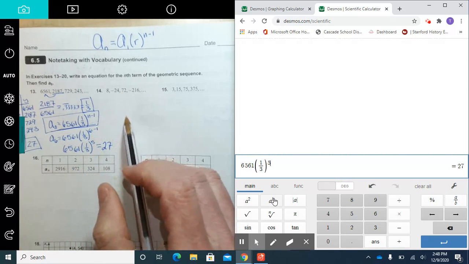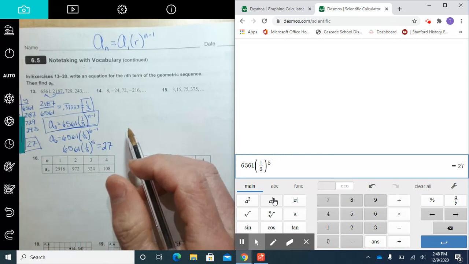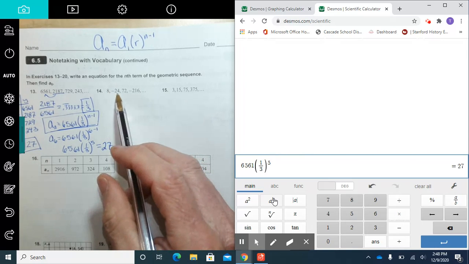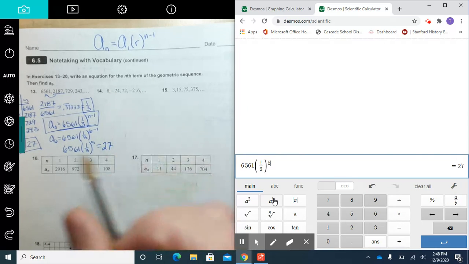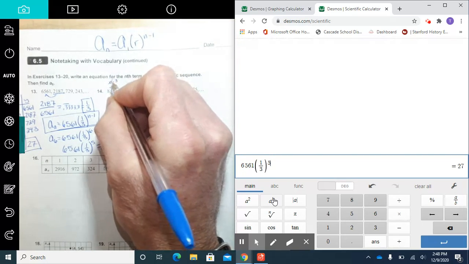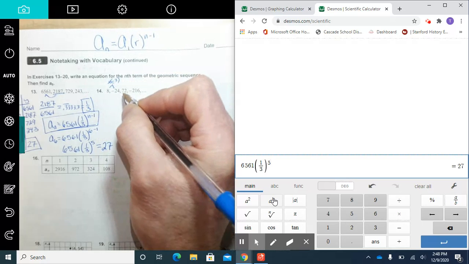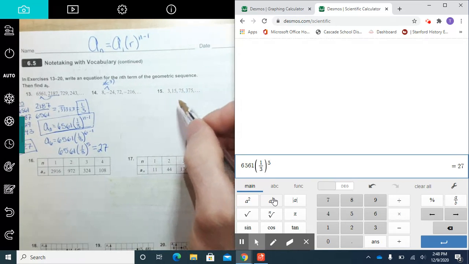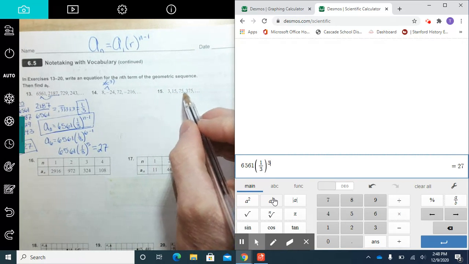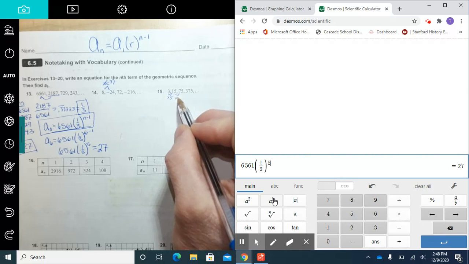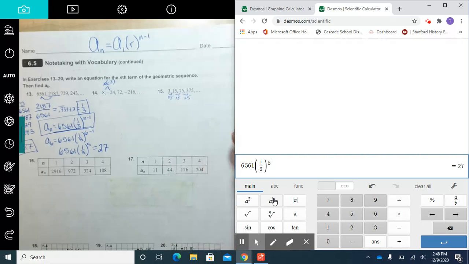Let's go ahead and give 14 a try. It looks like this is going up, multiplying by 5. You got 15. That's pretty straightforward. It's multiplied by 5 times 5 times 5.